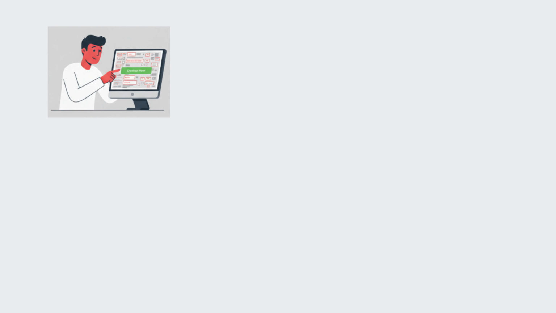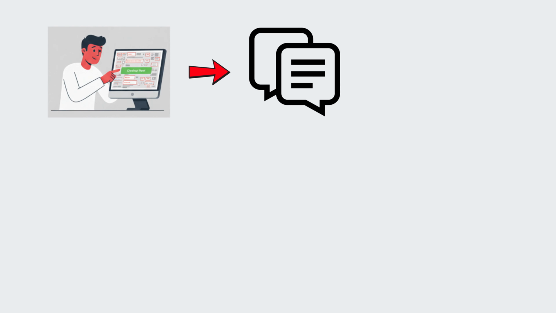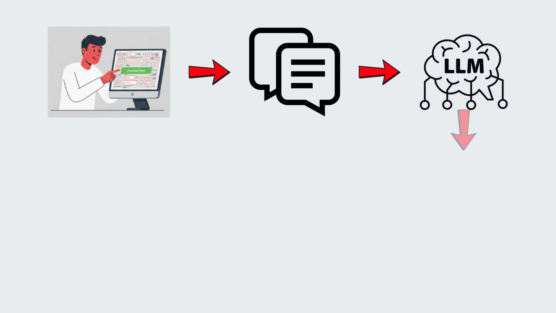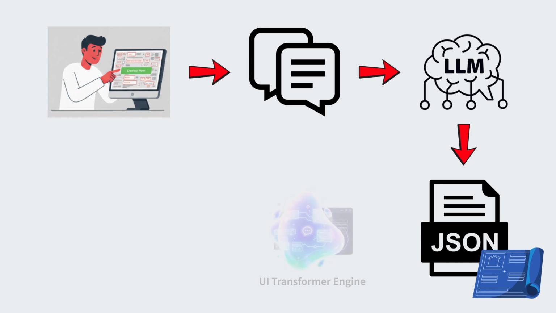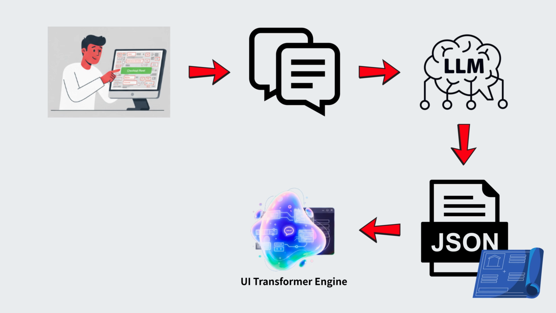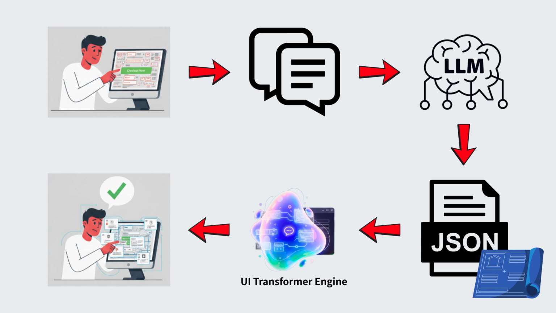The user first selects the target screen, then simply types a natural language command into the chat. The LLM interprets the request and generates a JSON file. This JSON acts as a blueprint, clearly describing which elements need to be changed and how their style or behavior should be updated. Next, the blueprint is passed to the UI Transformer engine. The engine processes the JSON step by step and instantly applies the modifications within the transparent layer. In this way, every sentence the user types is directly transformed into visible interface changes.